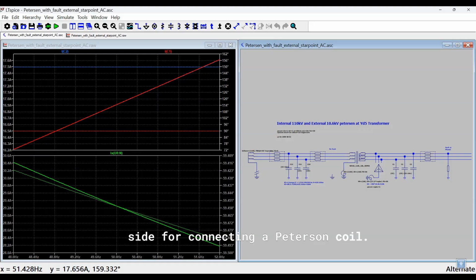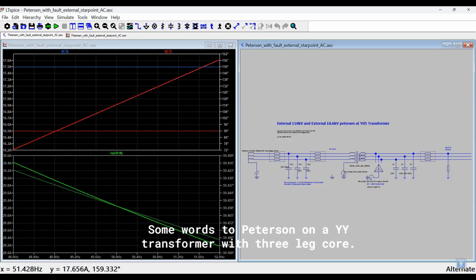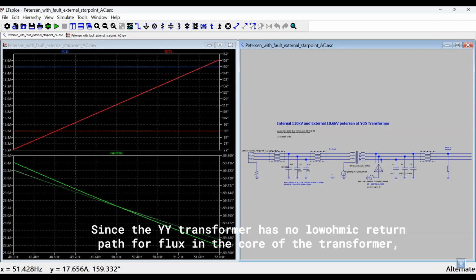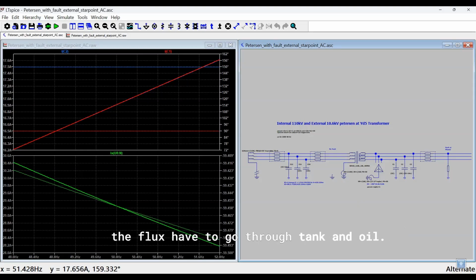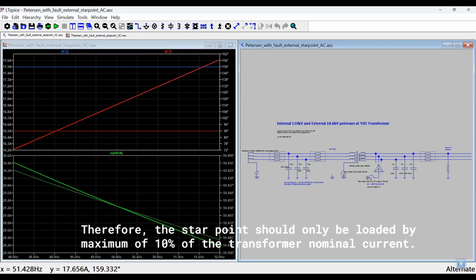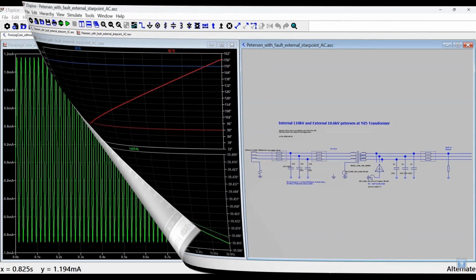Some words on Petersen on a YY transformer with 3-leg core. Since the YY transformer has no low ohmic return path for flux in the core of the transformer, the flux has to go through tank and oil. This is not the goal. Therefore, the star point should only be loaded by a maximum of 10% of the transformer nominal current.